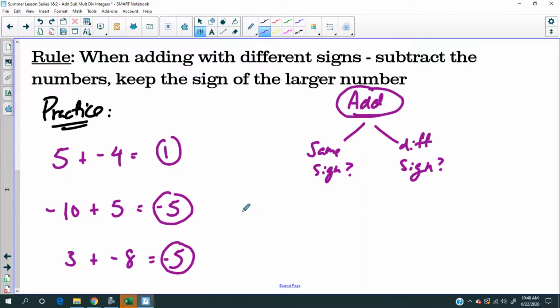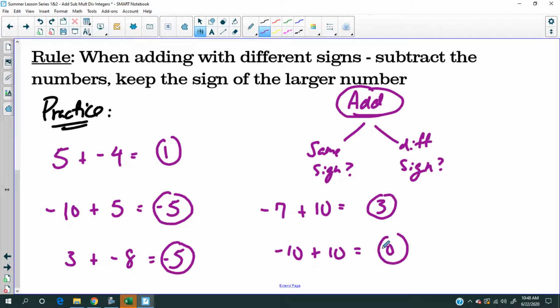Two more. What's negative 7 plus 10? Signs are different, so you subtract. Who's the larger number? 10. What's the sign there? Positive. Answer is positive. Okay, last one. Negative 10 plus positive 10. 10 minus 10 is 0. That's it, done. Because there's no number that's bigger, and you can't have a negative 0. There's no such thing as a negative 0 or positive 0 for that matter. So don't write that.